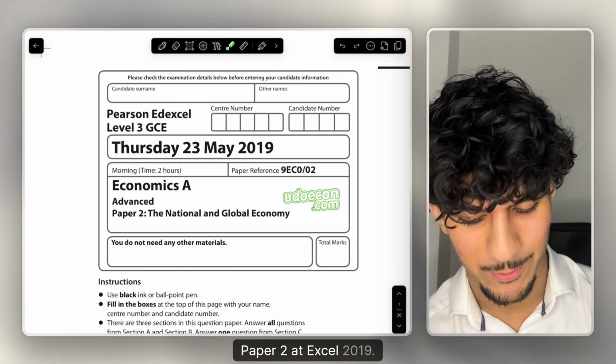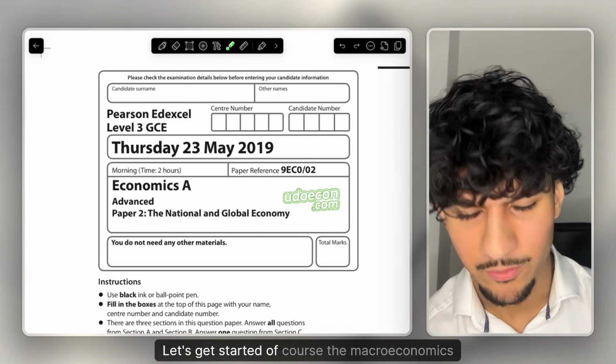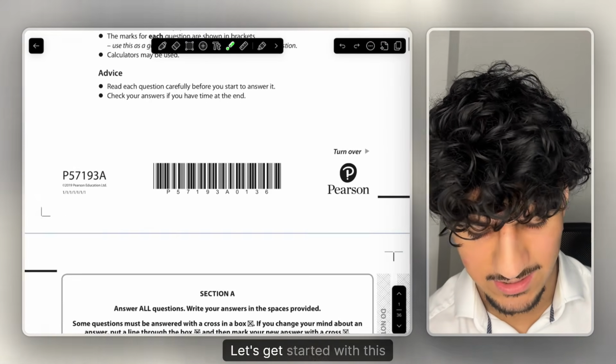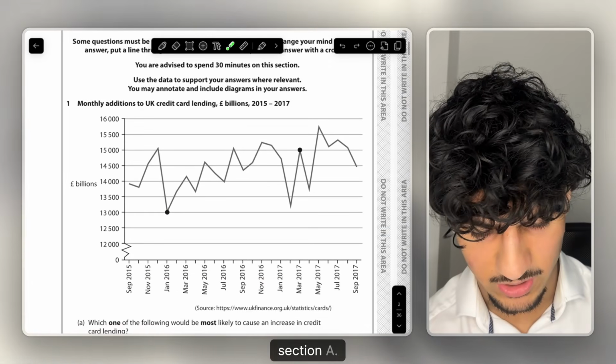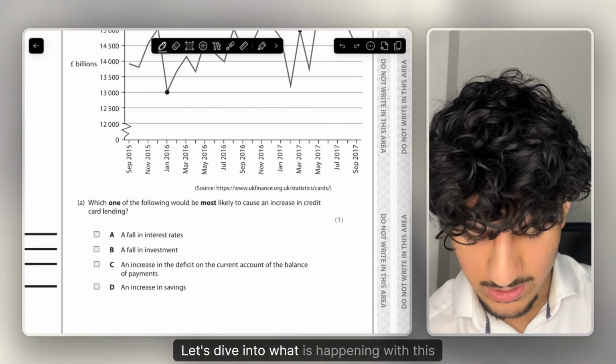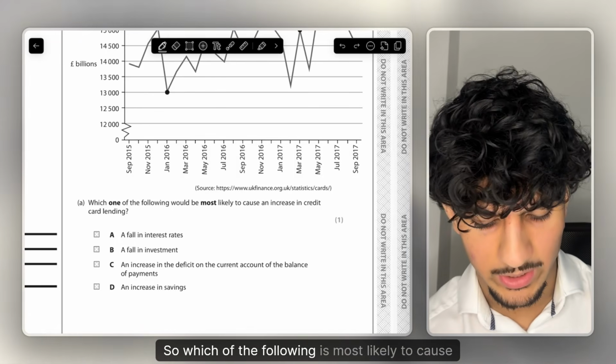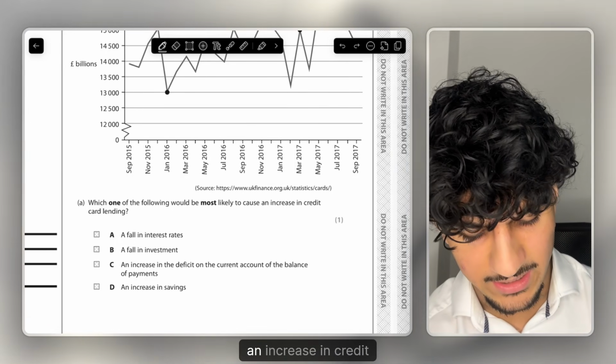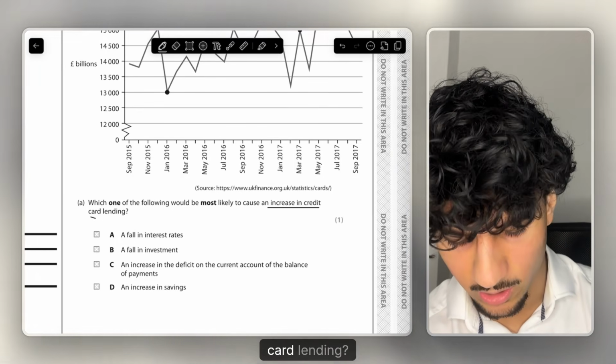Paper 2, Edexcel 2019. Let's get started. Of course, the macroeconomics paper. Let's get started with this section A. So we're given a bit of a graph. Let's dive into what is happening with this question. Which of the following is most likely to cause an increase in credit card lending?